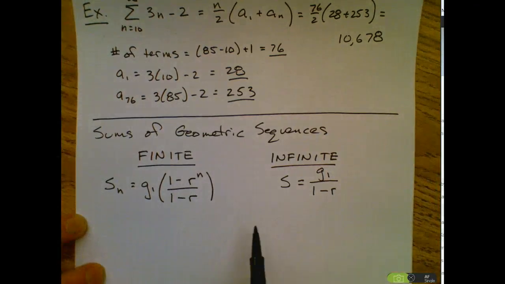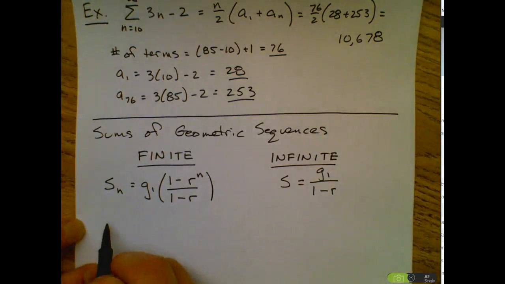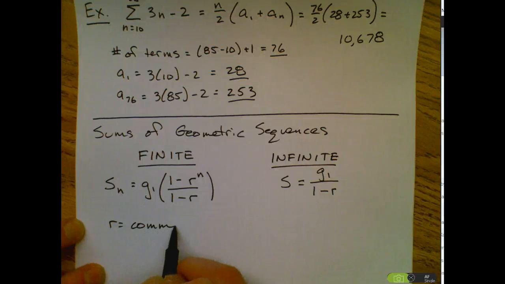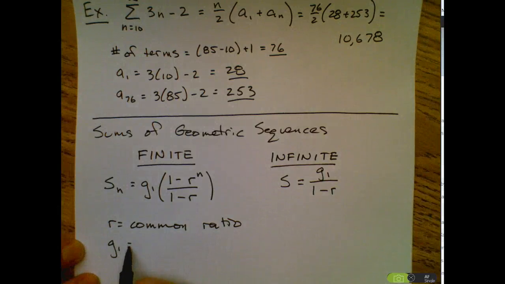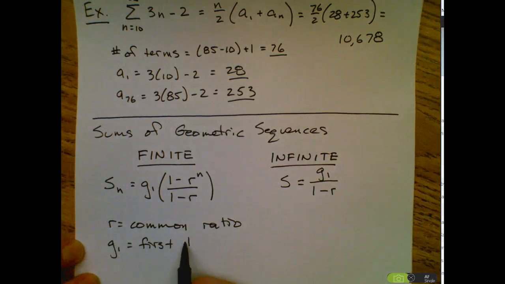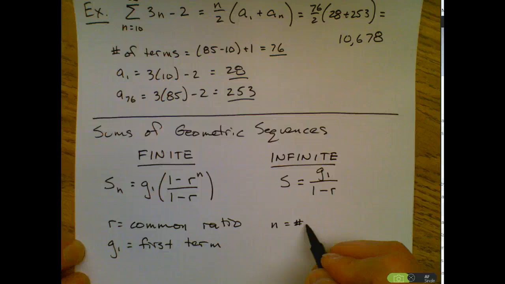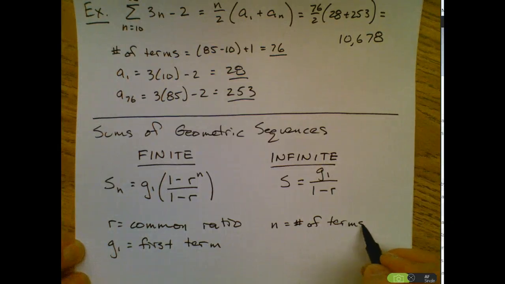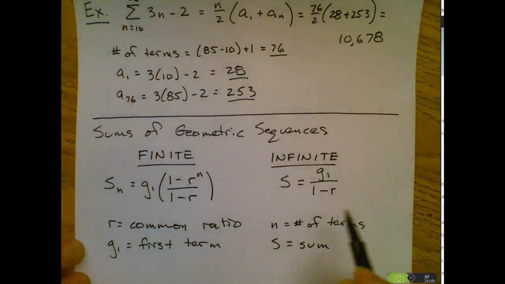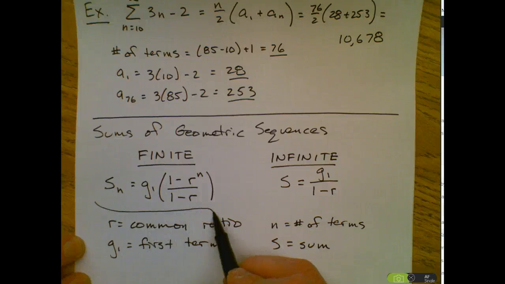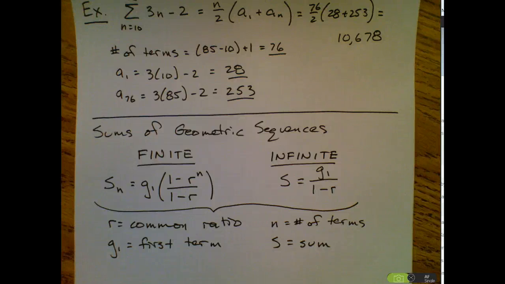Alright, so just so we're clear on what all these things here are standing for, we've got r as the common ratio, and g sub 1 is the first term, and n is the number of terms, and S is standing for the sum. And this is for both of these. Alright, so there's our formulas. Let's take a look at a couple of examples.